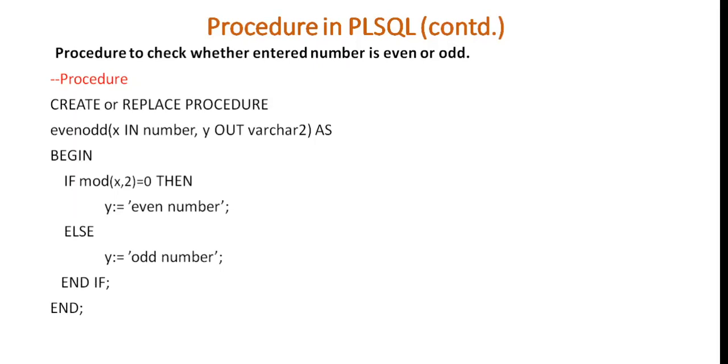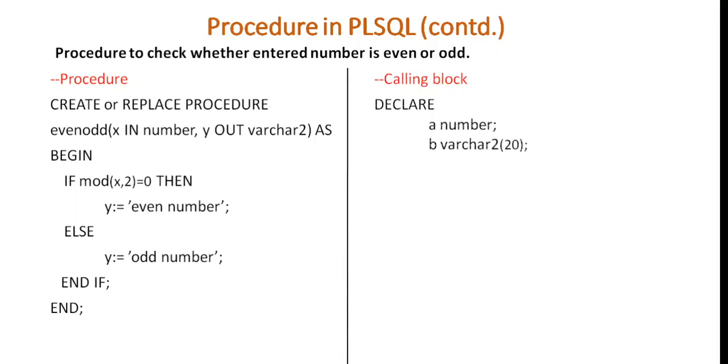See, here now we have our calling block. In the calling block we have declared two variables, a is of number type, b is of varchar2 type. And then in the begin block we are reading the number. We want to check whether the entered number is even or odd, so we are passing that number to the procedure, and we are calling that procedure even odd by using two parameters. Here even odd is the name of the procedure. We are calling that procedure from the block. A is the input parameter x, and b is the output parameter y.